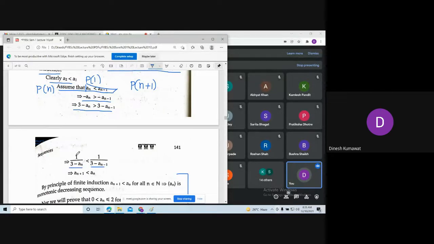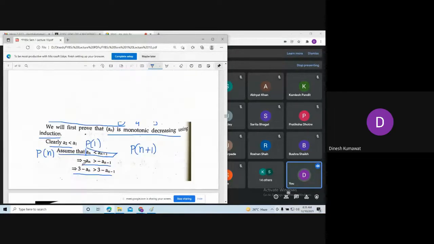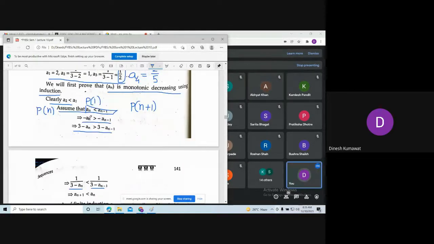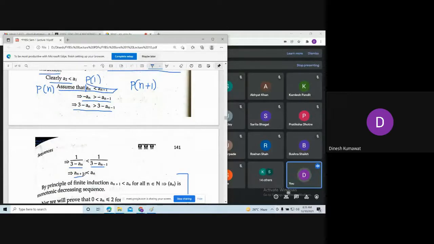But what is 1 upon 3 minus an? Observe. It is an plus 1. And what is 1 upon 3 minus an minus 1? It is an. So did we prove p of n plus 1 is true? Yes, sir. Hence, p of n is true for all n. We might use a different symbol, but it doesn't matter.